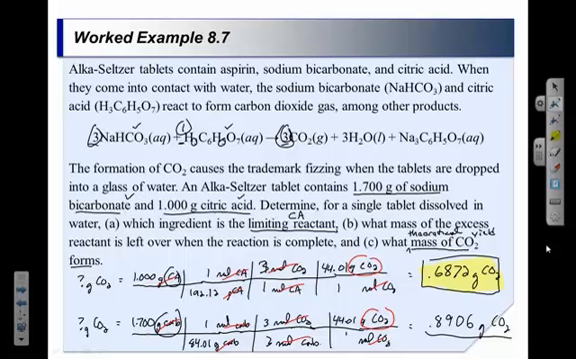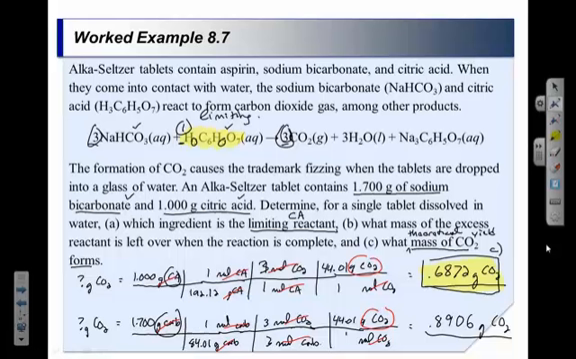So that's the answer to C. That's the theoretical yield of product. That's the maximum amount of product I can make. And the limiting reactant is the citric acid, just as we suspected. It's the one I run out of first, because it's the one that will only allow me to produce a lesser amount of the CO2.